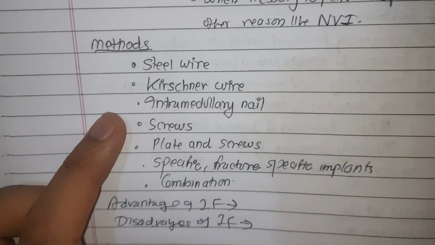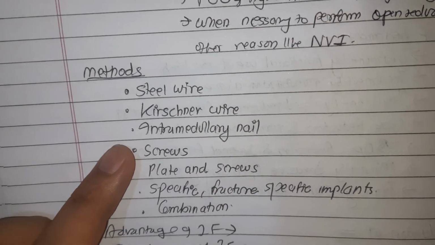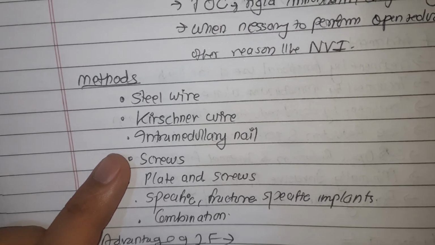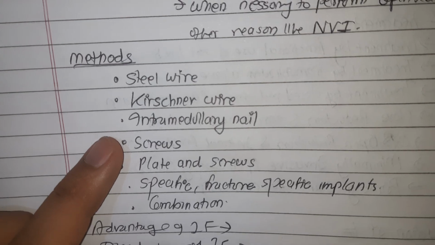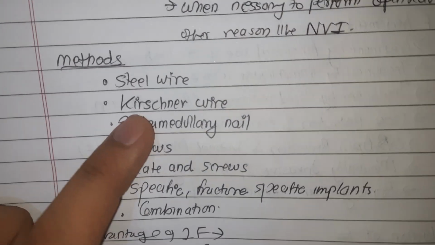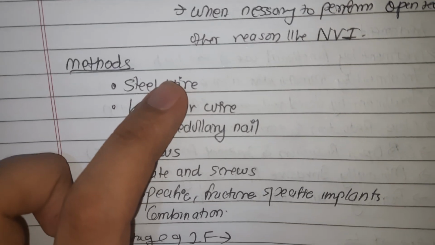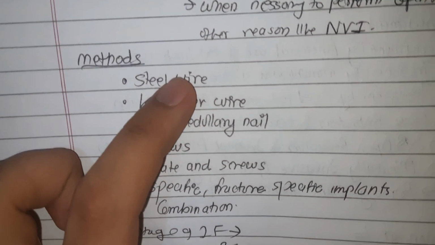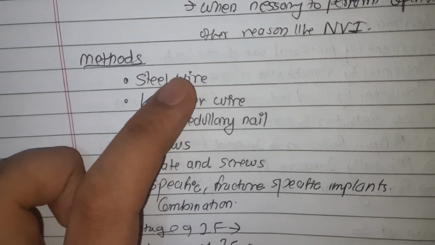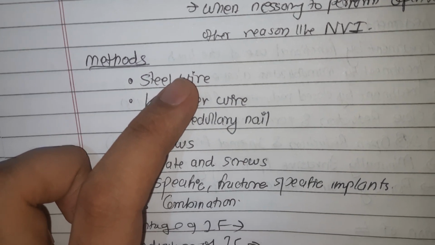The fracture can be fixed internally by any one or combination of various implant, and some of the implant are like steel wire. These are used for internal fixation of a small fracture like fracture of patella and comminuted fracture of large bone. And these are 18 to 20 gauge steel wire.